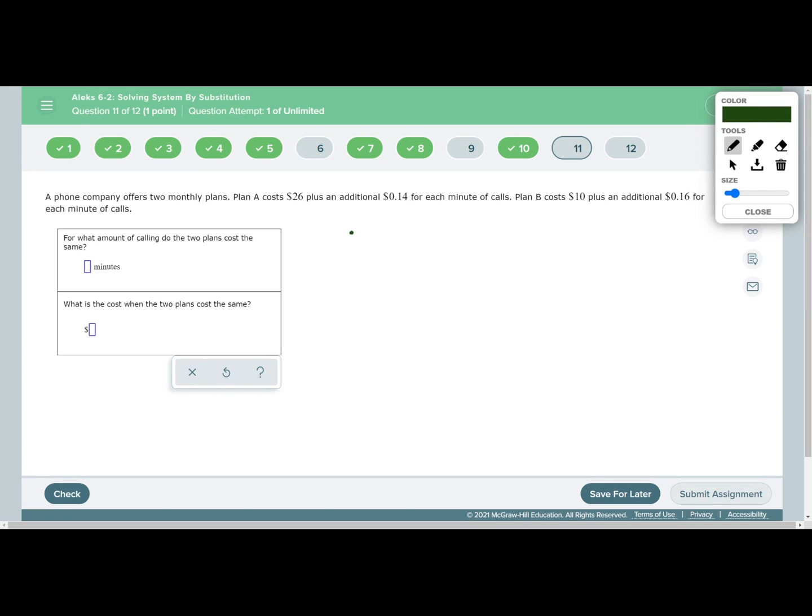A phone company offered two plans. Plan A costs 26 plus additional 0.14 for each minute of the call. So as you see, the plan costs $26, it didn't tell you anything about beginning or initial, already, or the terms that I gave you, but the slope will always go with each, every, and per. So we know this is M, 0.14. The other one will be the initial cost. Y equal to 0.14x plus 26.